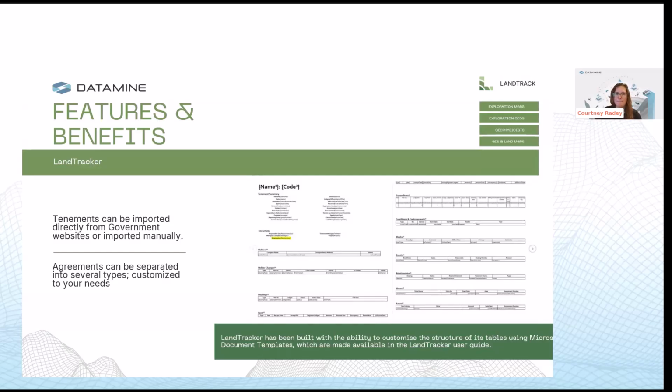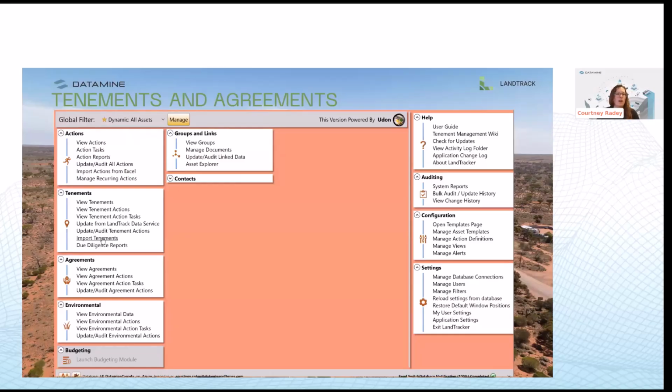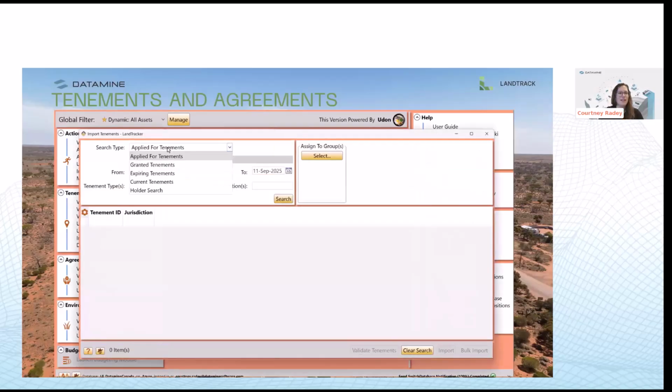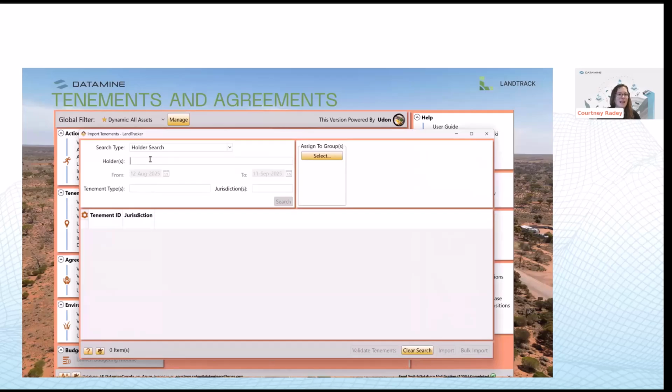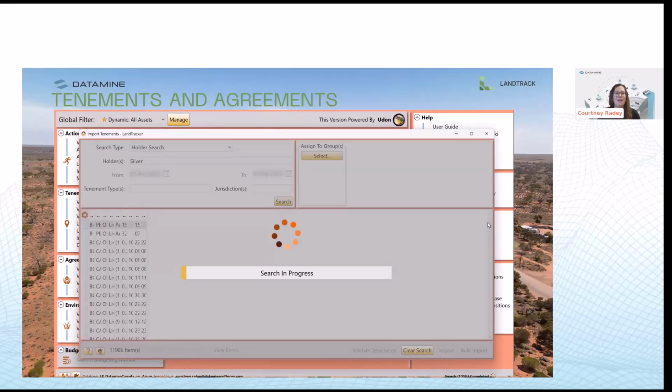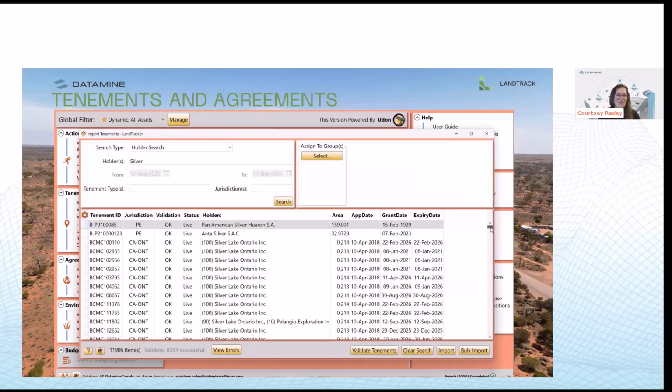Let's take a quick look at what the product looks like. So inside LandTracker, I'm going to start by importing some tenements. I'm simply going to run a holder search. I'm going to run it for the name silver in the title. So we're going to get quite a bit.